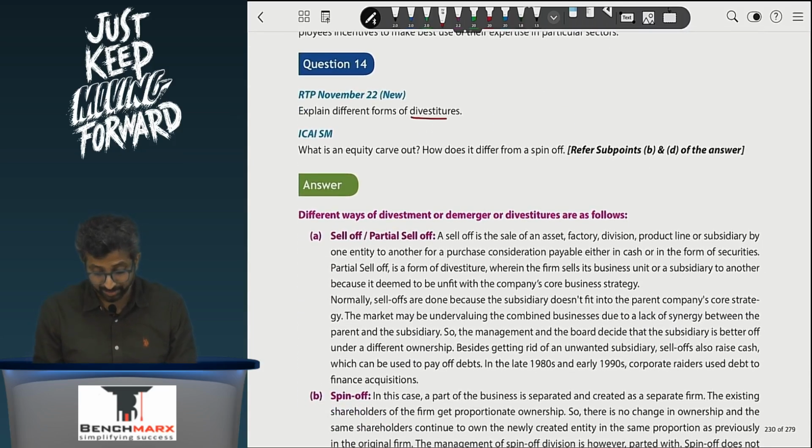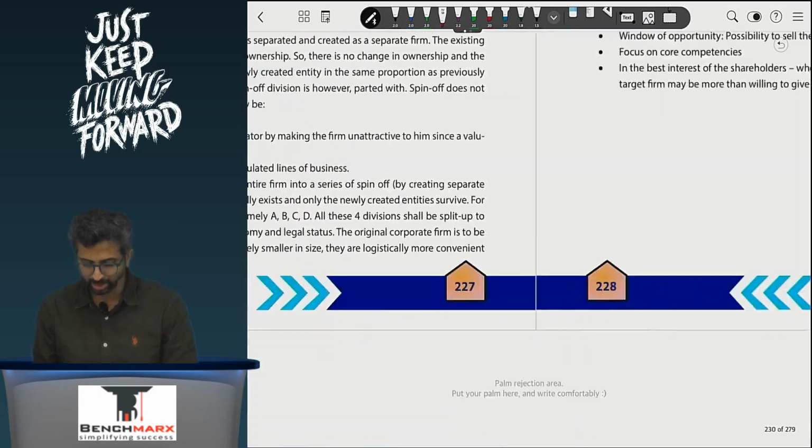Explain different forms of divestitures. This I would definitely treat as important. We have discussed two of the types. There are a few other types as well.